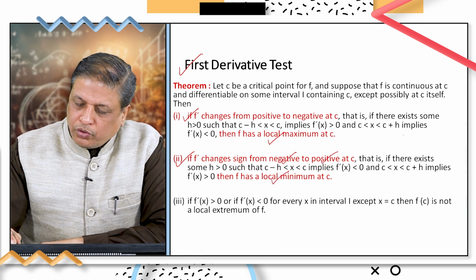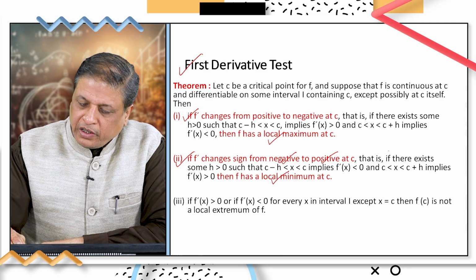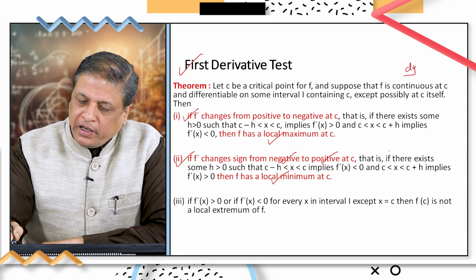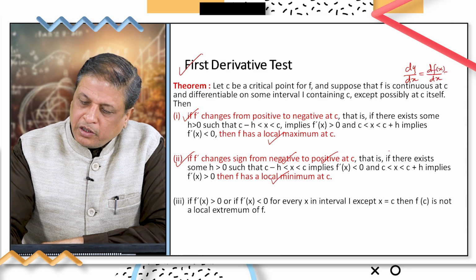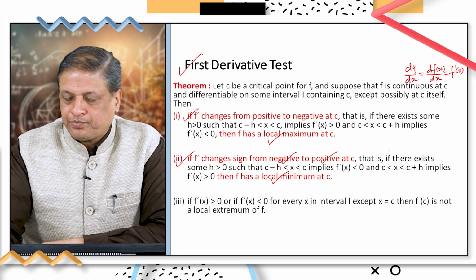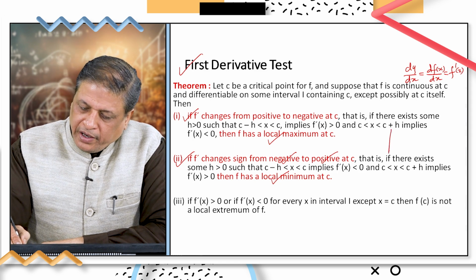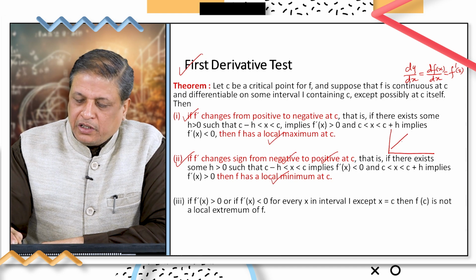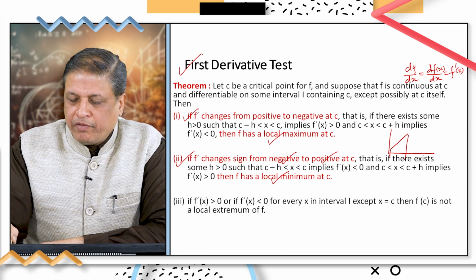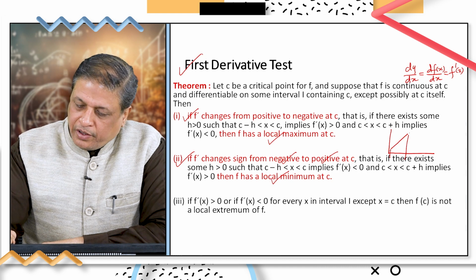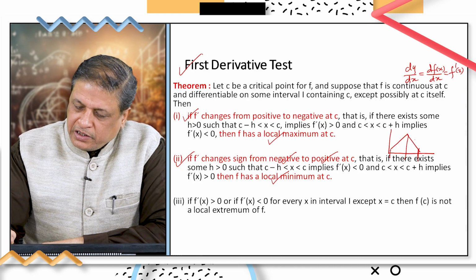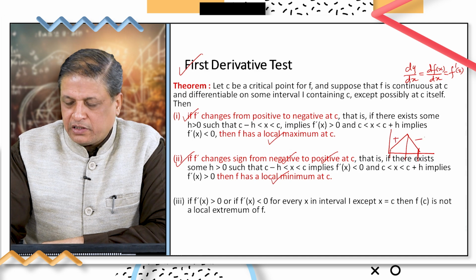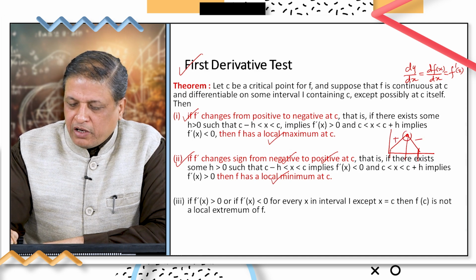Let me graphically show you the derivative. We know dy by dx is equal to df(x) by dx, which is nothing but the first derivative f dash x. So, looking at the variation of y with respect to x, in this region dy by dx is positive, and in this region dy by dx is negative. So, this is the peak value, this is the maximum value.